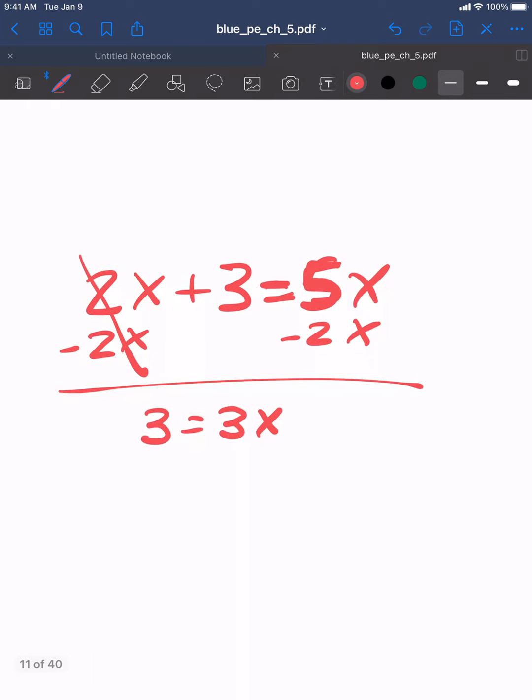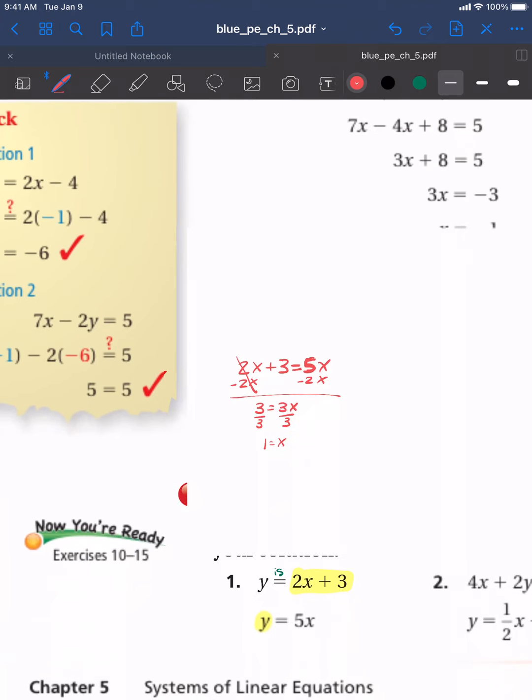Now how do I solve for x? Divide. So x is 1. Remember, our final answers are an ordered pair. Who did I just find? X. Now, how do I go find y? Plug it in for the x. Just substitute.